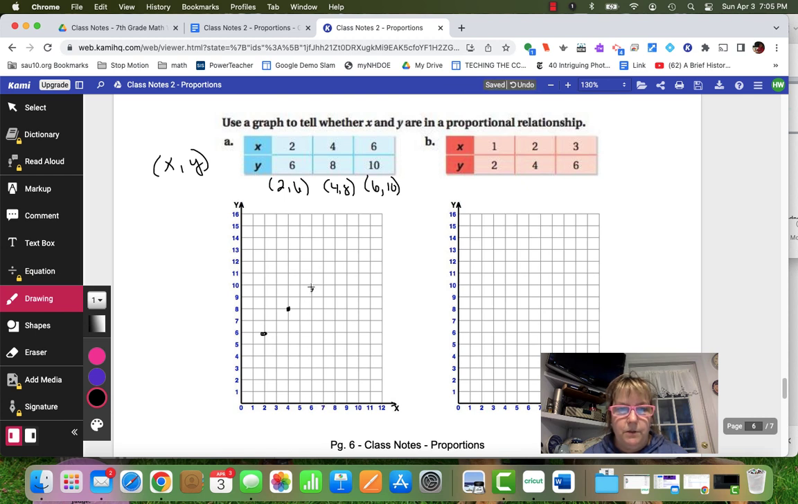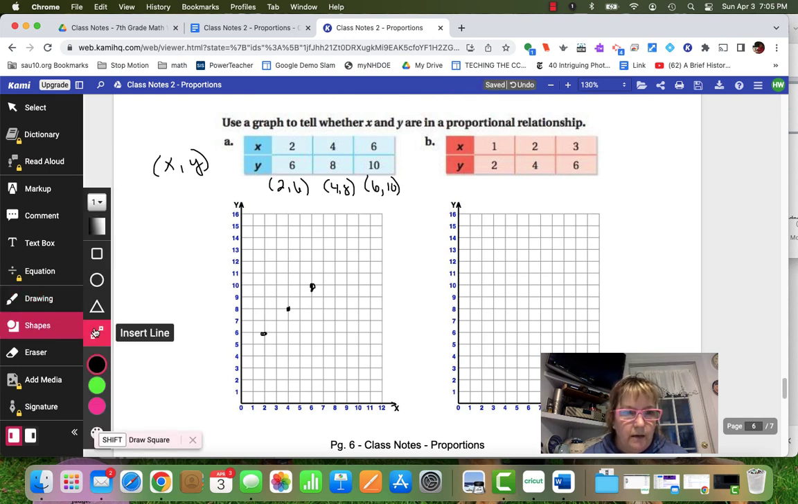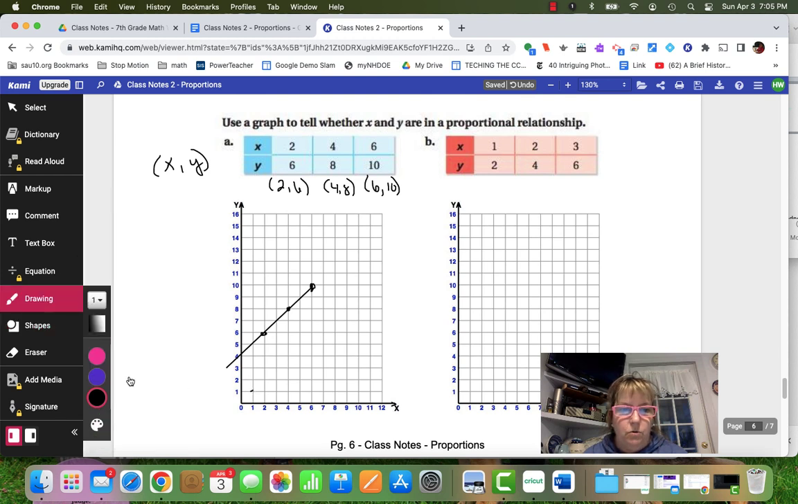And I'm going to try to use a straight line. Can I make a straight line? I can. So if I take a line and connect the dots and extend it, notice it is a straight line, but it does not go through the origin. So it does not go through the origin, so therefore it is not a proportional relationship, so no.